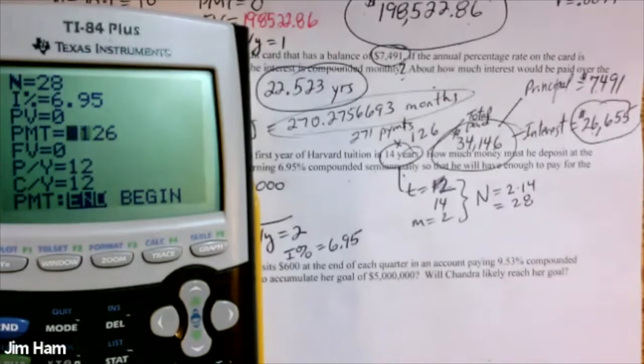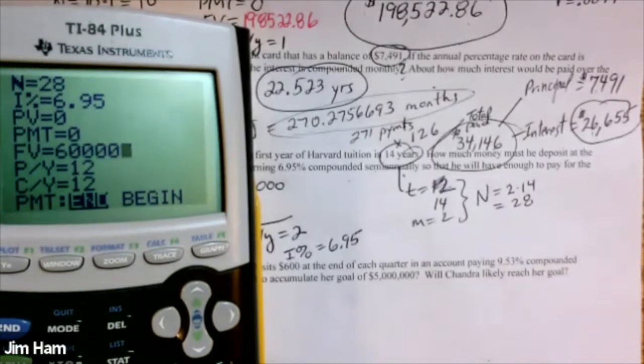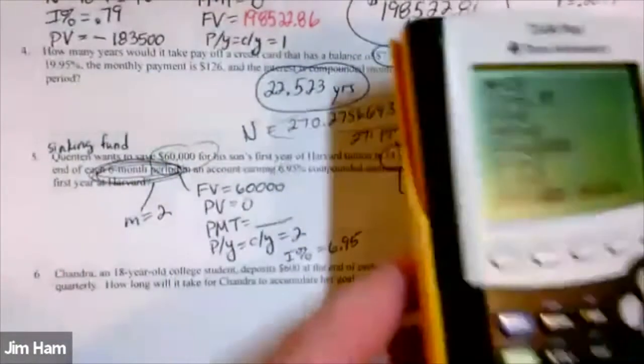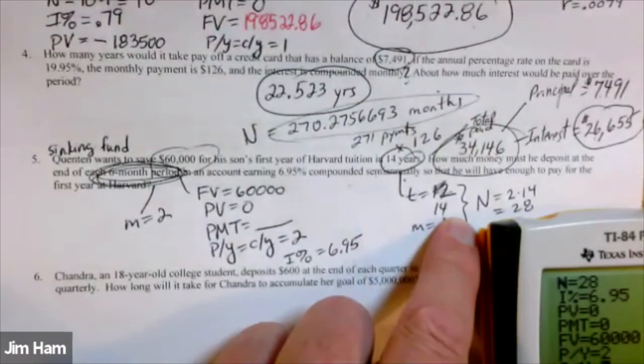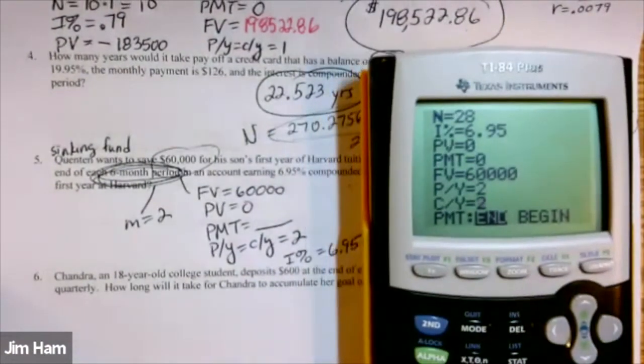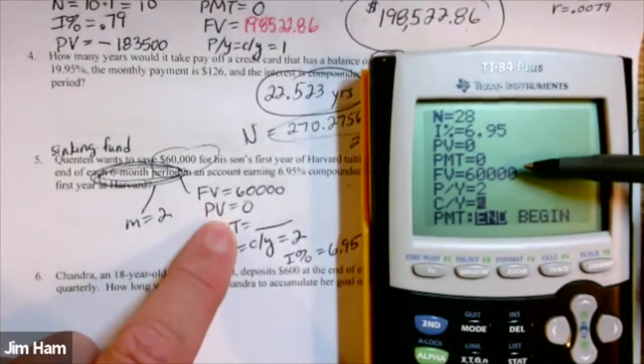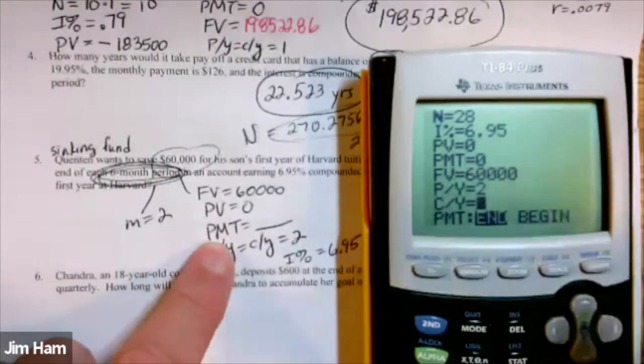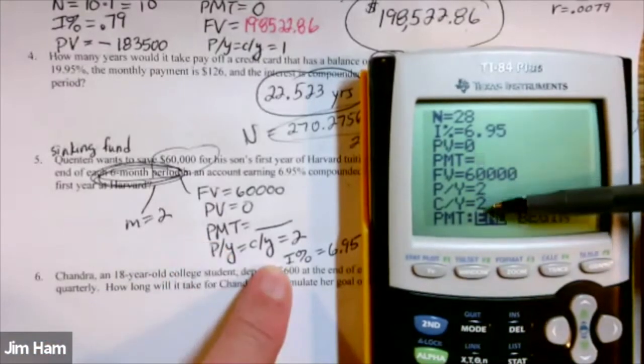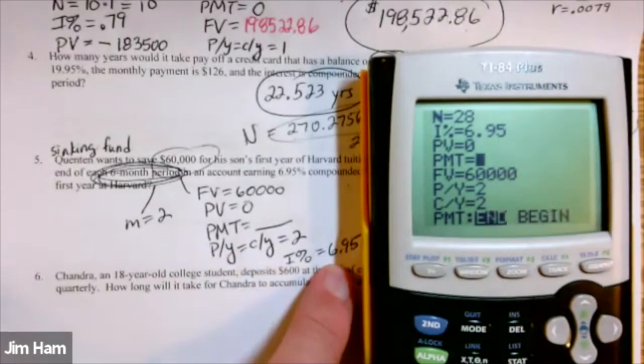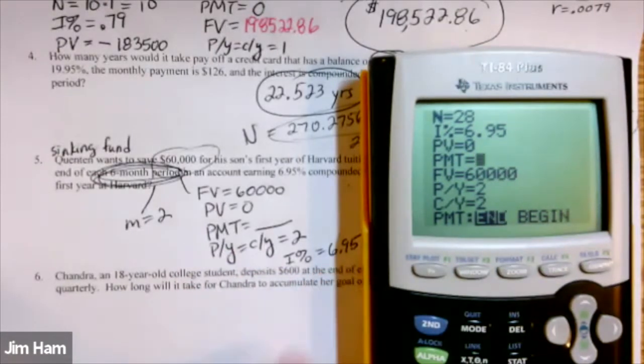Start with 0, and we want to get up to $60,000 in the future. Payments per year, compounding per year, 2. All right, so N is 28, future value 60,000, present value 0. Payment, we're going to calculate. Payments per year, compounding per year, and we've got the right interest rate. I'm just going to try to figure out what it is right now, or at least tell you some reasoning you can use.